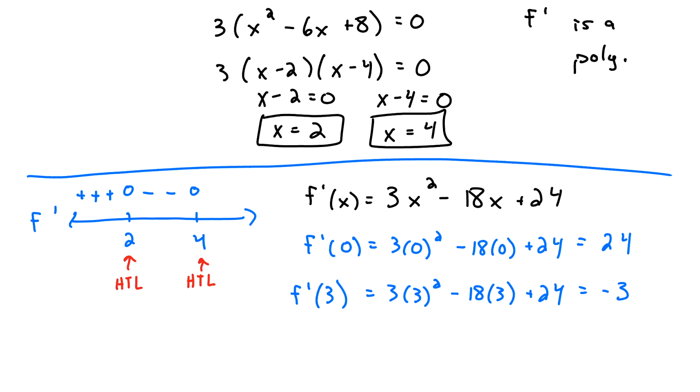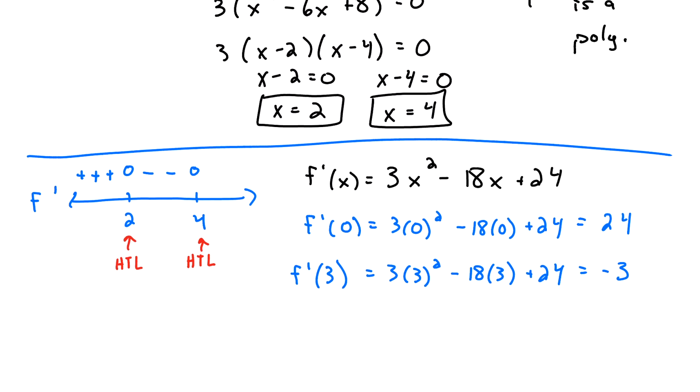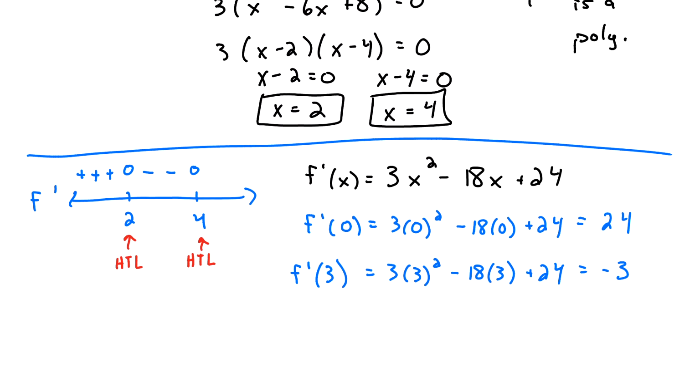And then finally, we'll take a number on the right-hand side of 4. So we could pick 5, 6, 7, 8, 9, 10. I'm going to pick 5. So f prime of 5 is equal to 3 times 5 squared minus 18 times 5 plus 24. And this time around, when I plug that in, I end up with a positive 9. So my first derivative is positive on the right-hand side of 4.